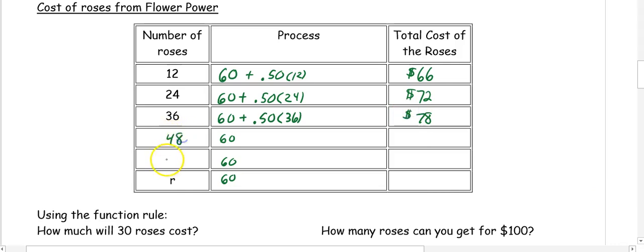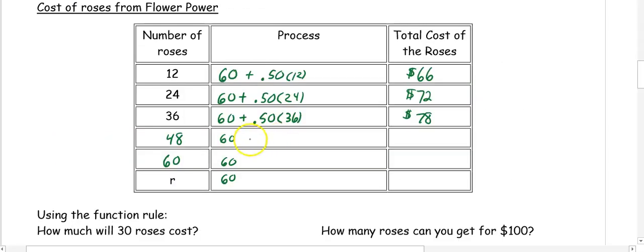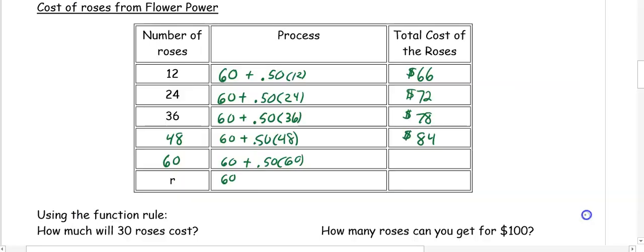Then let's continue the pattern. So for 48 and for 60 roses. So for 48, we have 60 plus 0.50 times 48. Which got us $84. And our last one of $60 plus 0.50 times 60. Which got us $90.